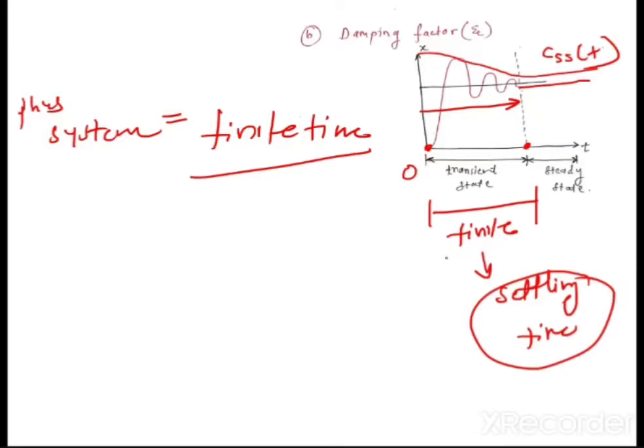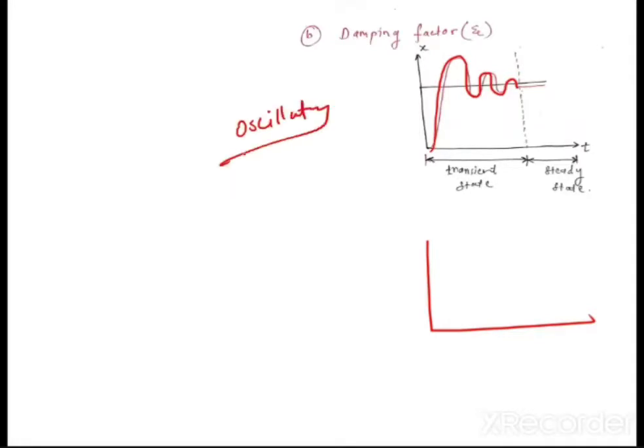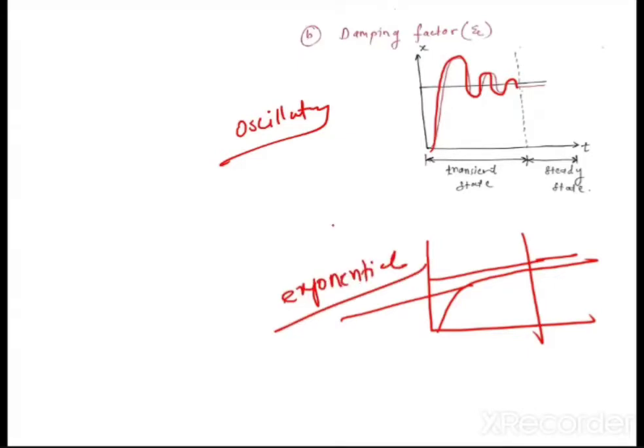Okay. So basically, in this transient state, there are two conditions. Either this output will oscillate, means what? The behavior of the output, or the behavior of the system, will be oscillatory, or maybe it can be exponential. So guys, the nature of the system can be only of two types. Either it will be oscillatory or it will be exponential.